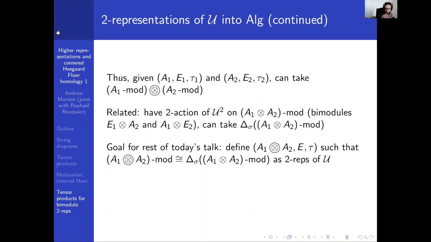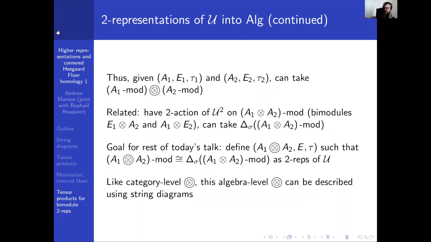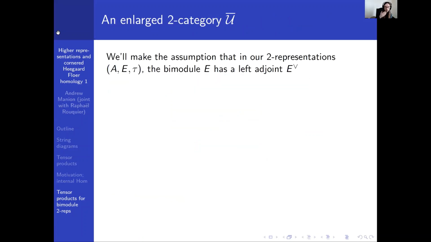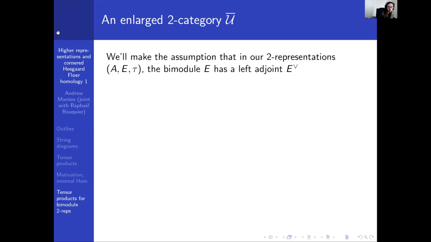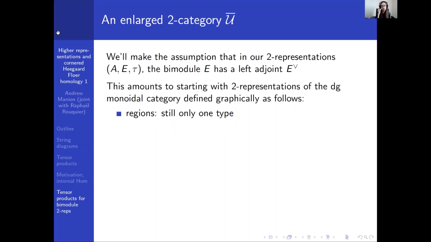But we want to define this algebra level tensor product, and we're also going to give it a sort of string presentation. Okay, and the important assumption that we're going to make is that we're going to consider two representations, A, E, tau. E is a DG bimodule over A, but we're going to assume it has a left adjoint bimodule. Left adjoint makes sense in any two category, left dual really. Defined with unit and co-unit maps. That makes sense in any two category. In particular, it makes sense for some bimodule to be adjoint to another one.